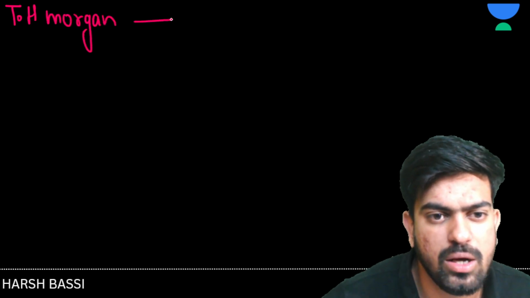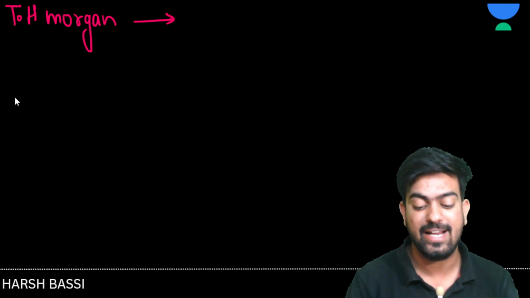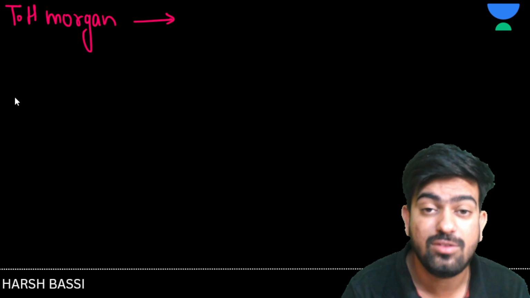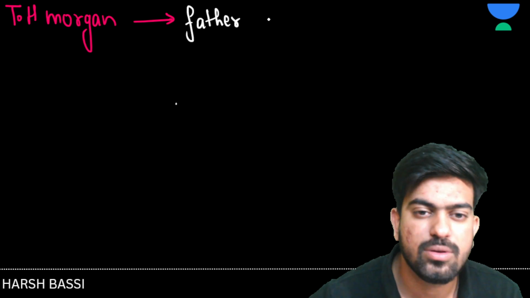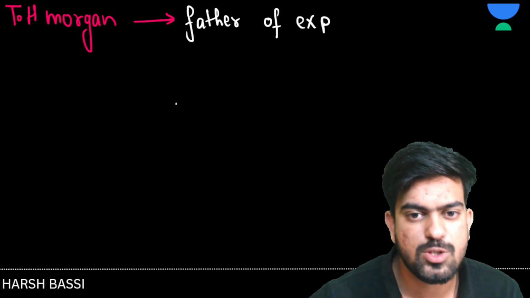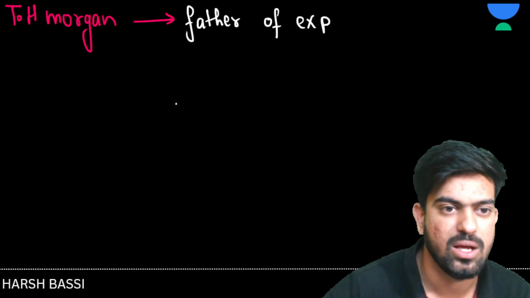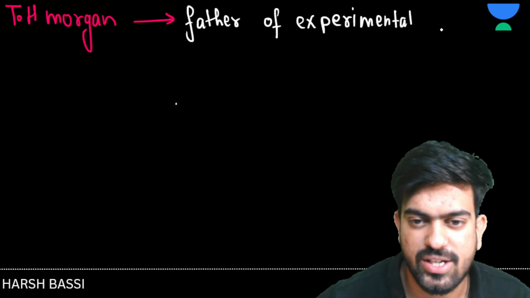So to give the experimental proof, who came? T.H. Morgan. You remember T.H. Morgan? We call T.H. Morgan a very great person, father of something, right? Who was he? What was the title? The title was, guys, the father of experimental genetics. Father of experimental genetics, right?